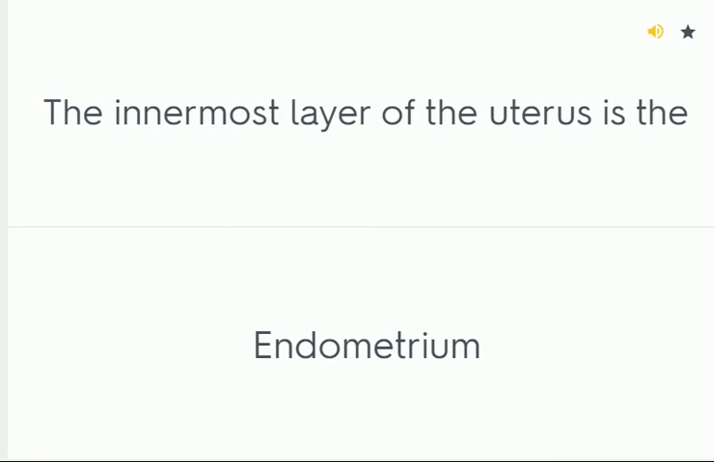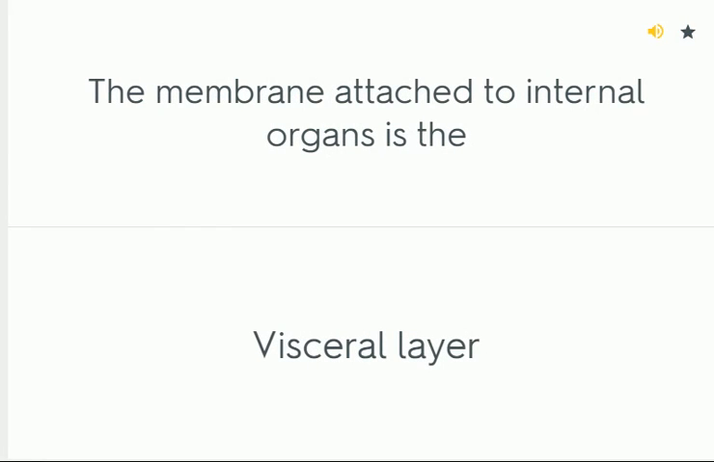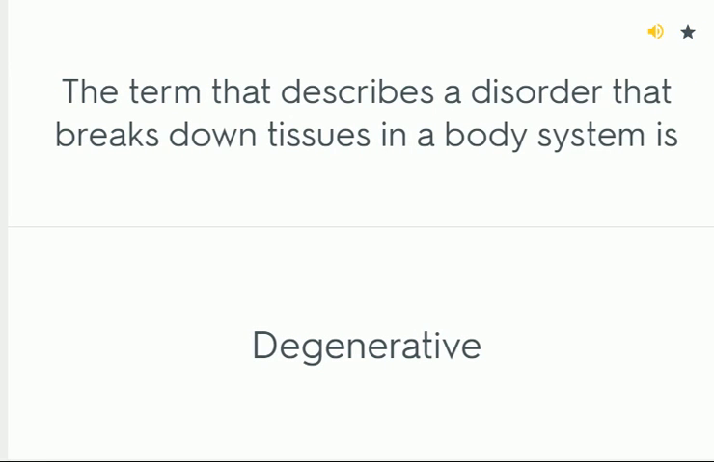The innermost layer of the uterus is the endometrium. The frontal or coronal plane of the body divides the body into front and rear. The membrane attached to internal organs is the visceral layer. The term that describes a disorder that breaks down tissues in a body system is degenerative.